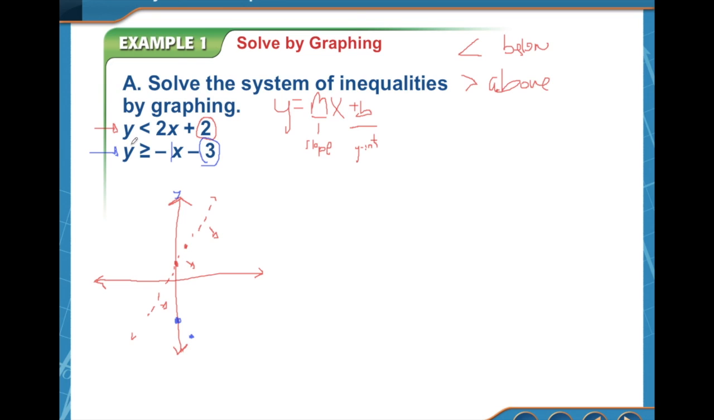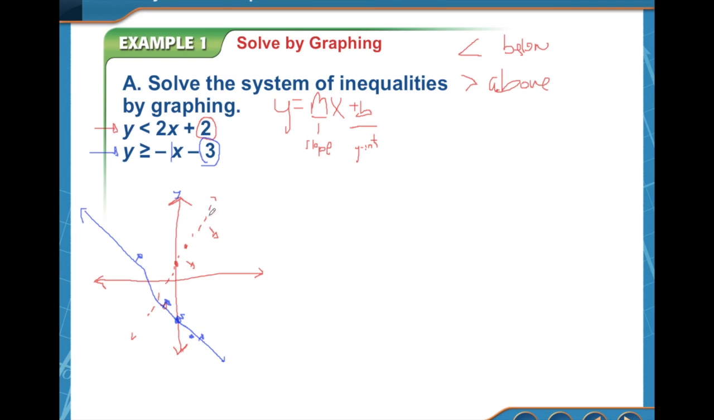Now, what kind of line should we have? Is it dotted or solid? Well, there is an equal bar there, so this should be a solid line. When we go to generate our line, it should be solid. Imagine that straight. Now, should we shade above or below? Well, greater than says shade above, so we'd be shading everywhere above our blue line.